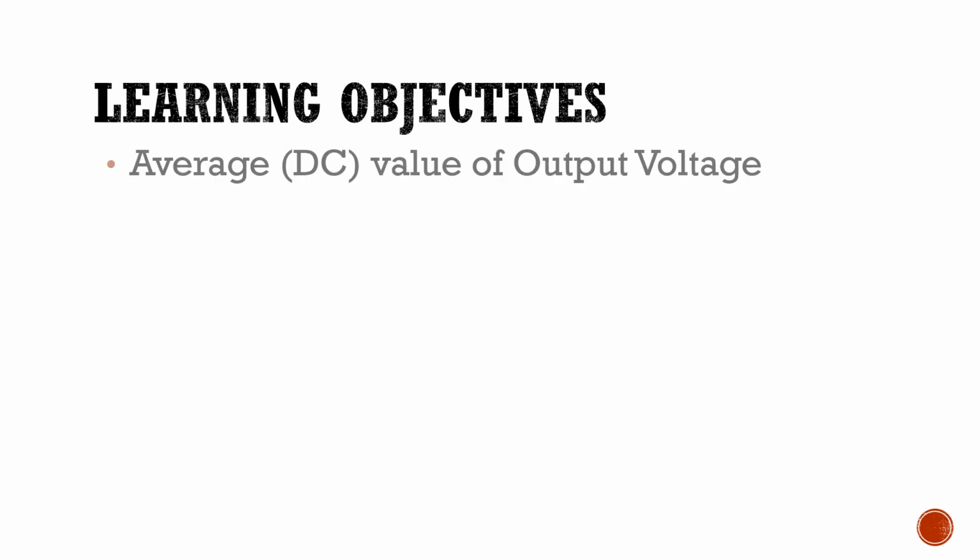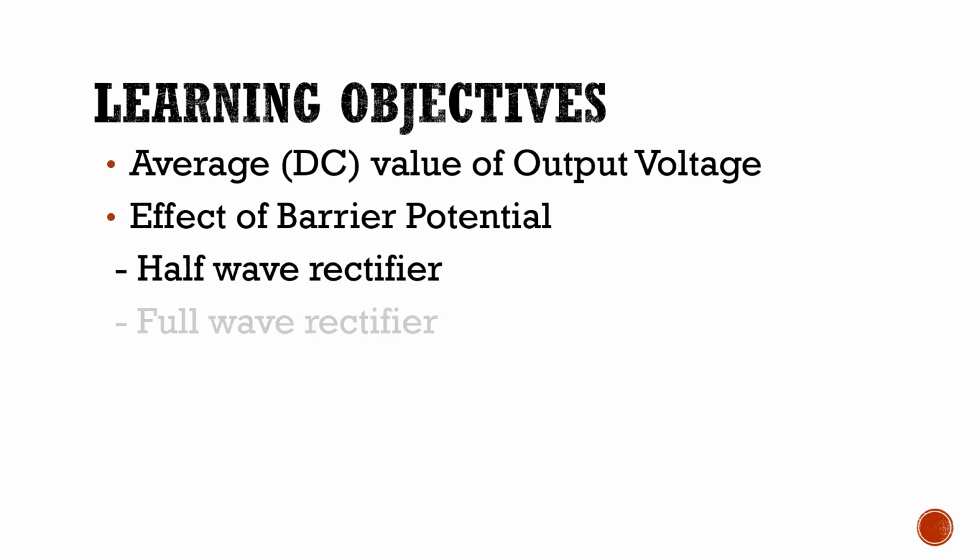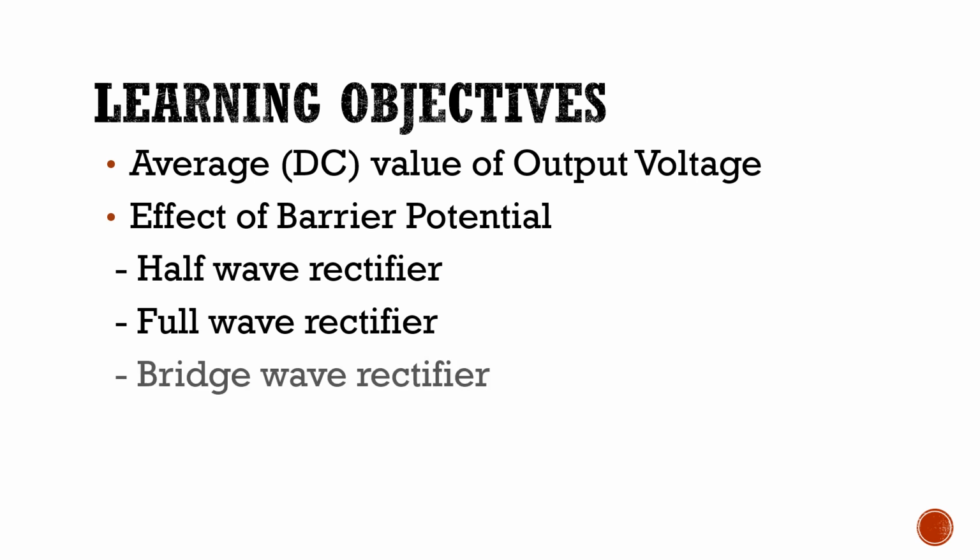Now, what are the learning objectives of this lecture? In this lecture, you will study the average or DC value of output voltage in a full wave and half wave rectifier. You will also understand the effect of barrier potential on a transformer coupled half wave rectifier, on a transformer coupled full wave rectifier, and on a transformer coupled bridge wave rectifier, with some examples.